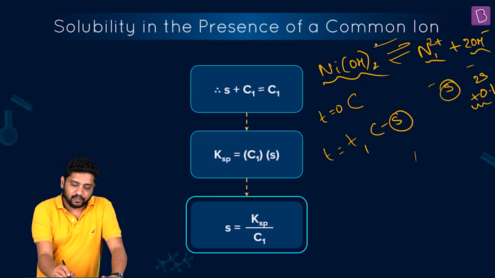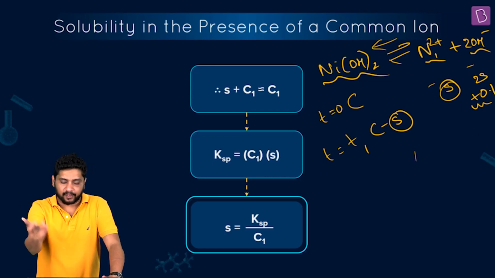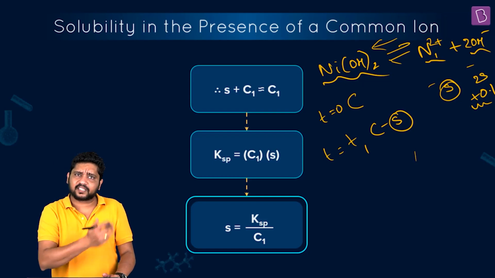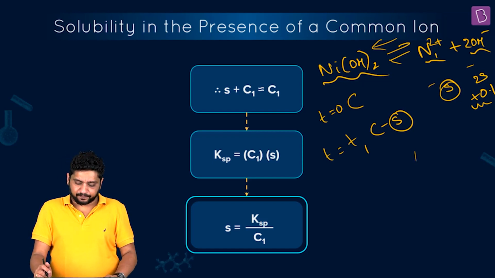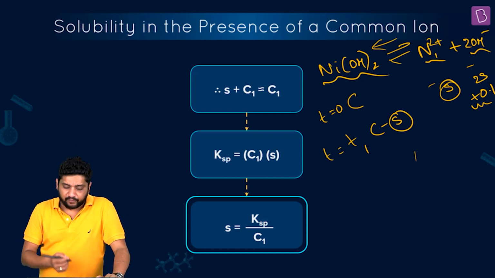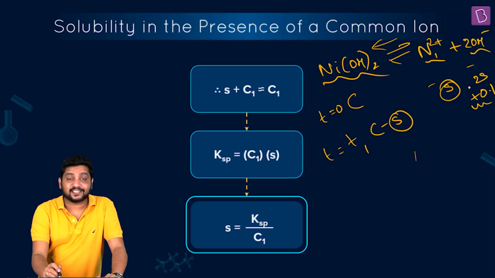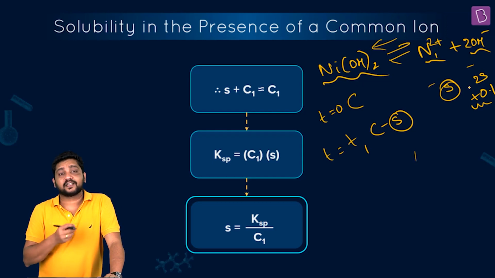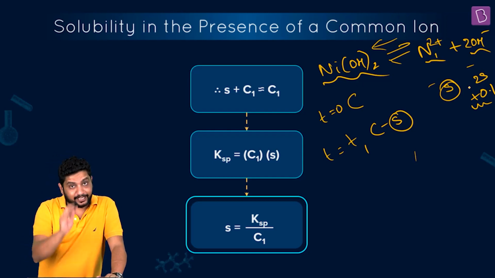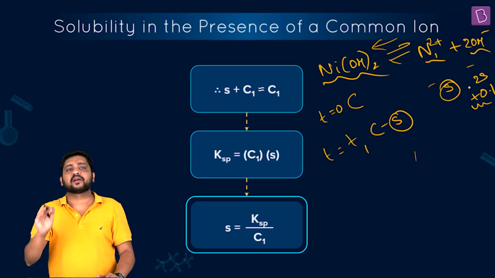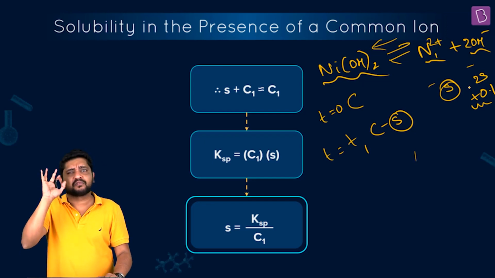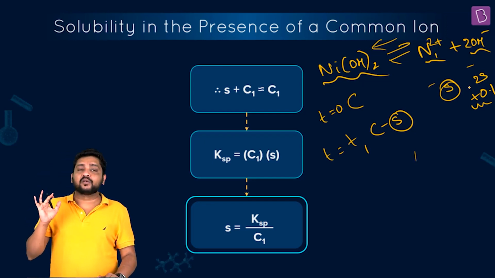So this equilibrium will be shifting backward. You might have heard of the common ion effect, right? If I add a product, the reaction will go in the reverse direction. Similar Le Chatelier's principle idea. So what this means is that OH minus is already present, and OH minus from your Ni(OH)2 can be neglected. KSP is 10 to the power minus 15. This is a small value that I'm going to get.